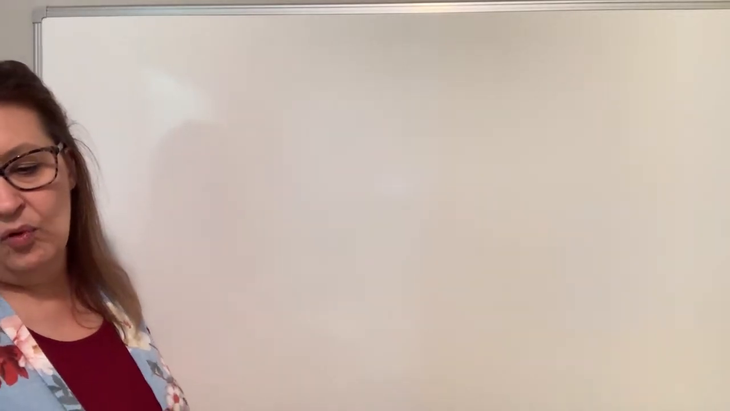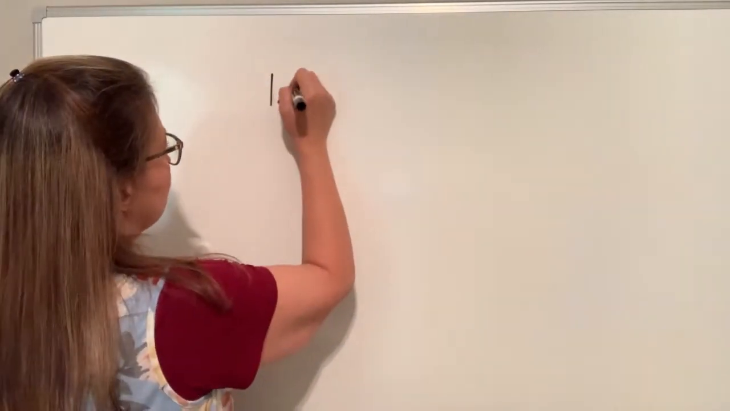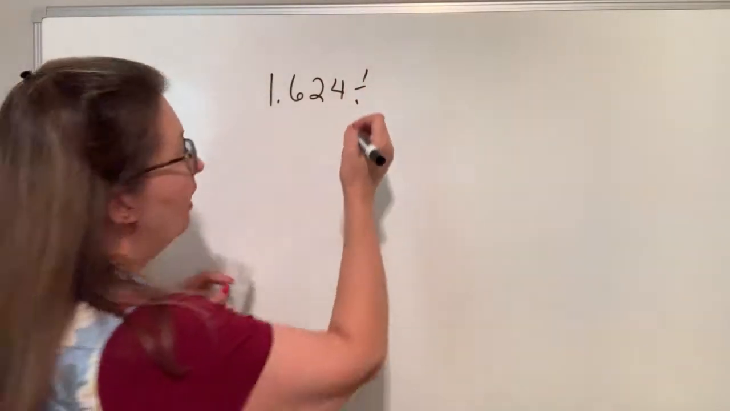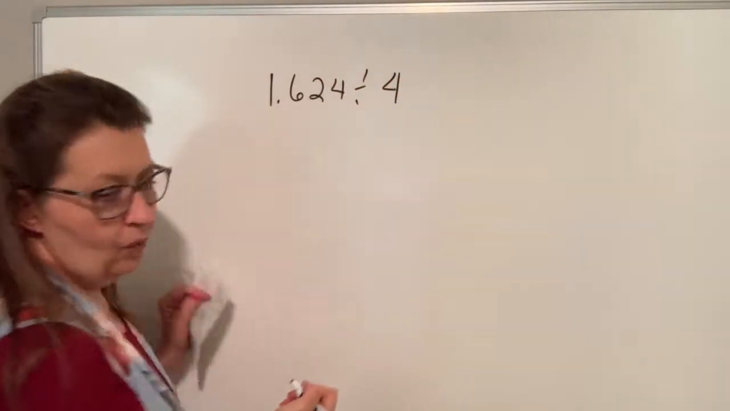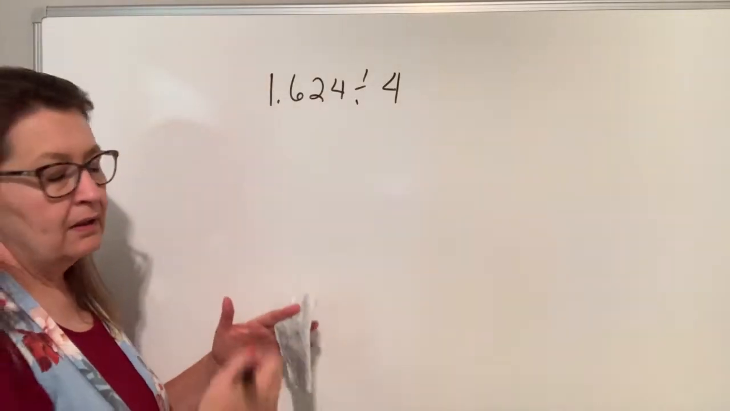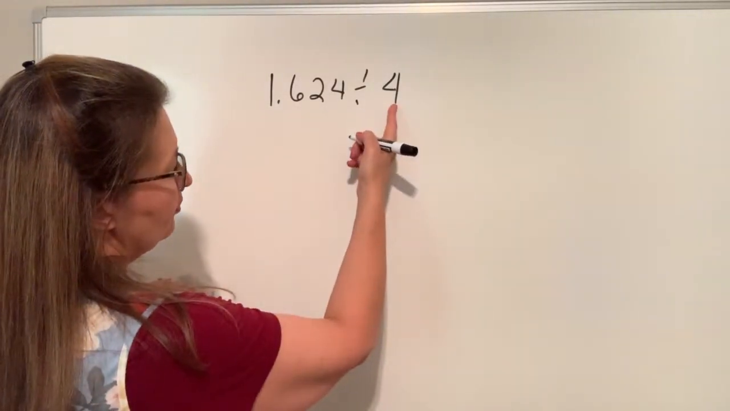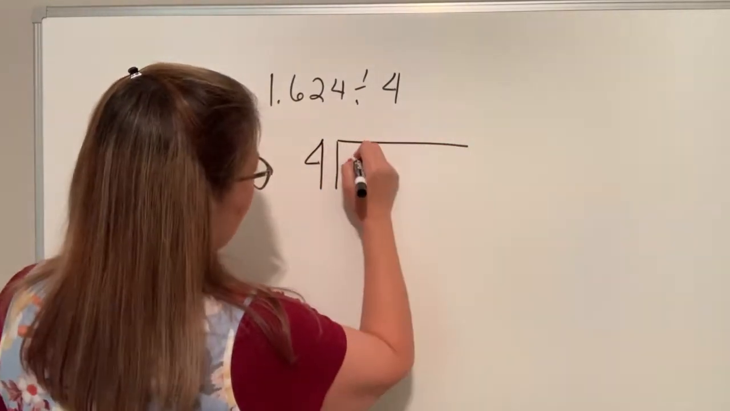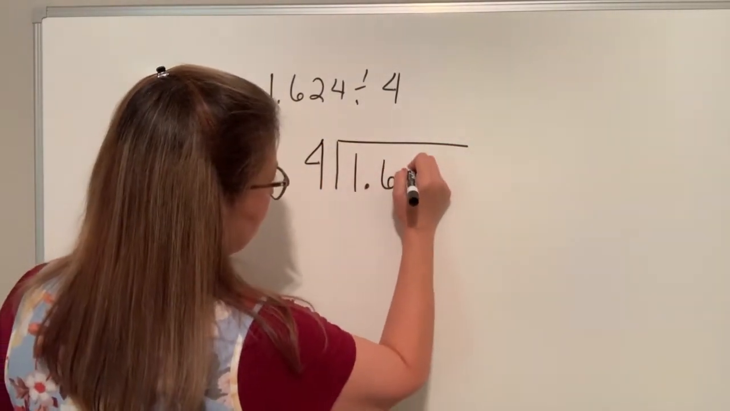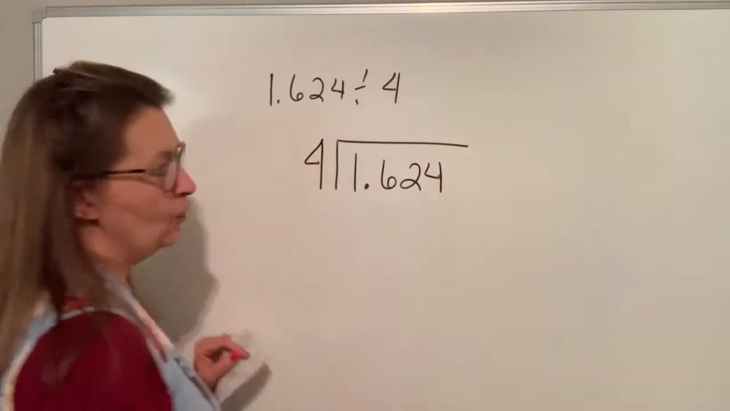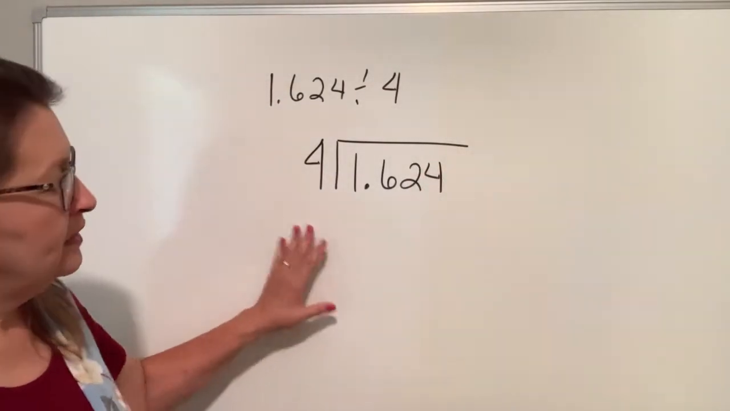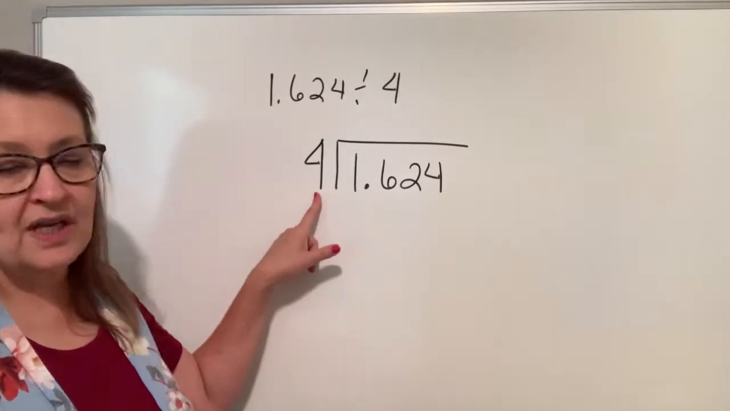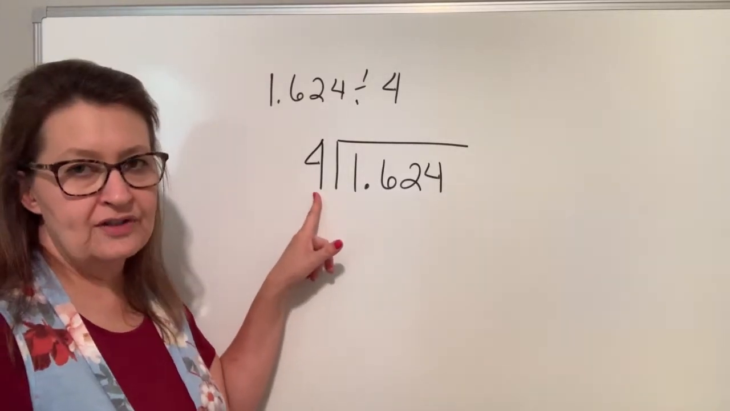Let's get an example. 1.624 divided by 4. Now, when I put this in long division format, remember the number that's at the end goes outside the house. And then I'm going to have 1.624 inside. Now you can divide decimals if you have them under here. You can't have any decimals here. And we're going to look at how to adjust that in just a minute.